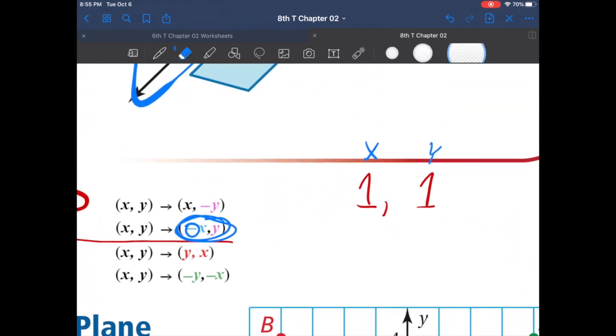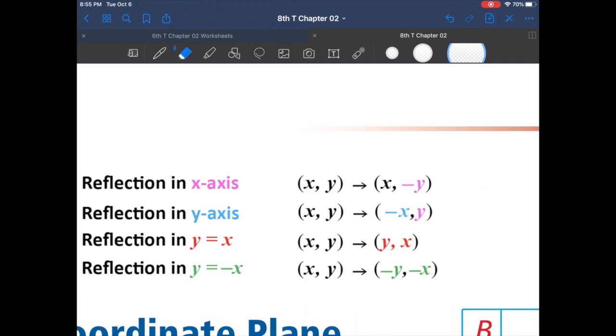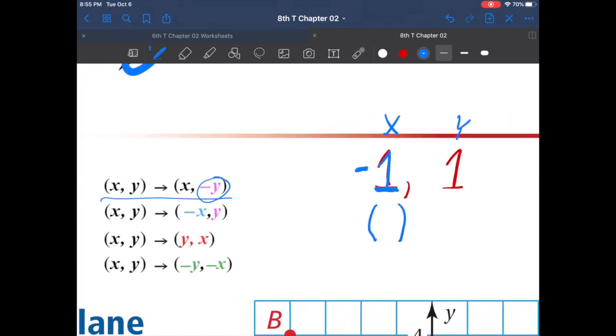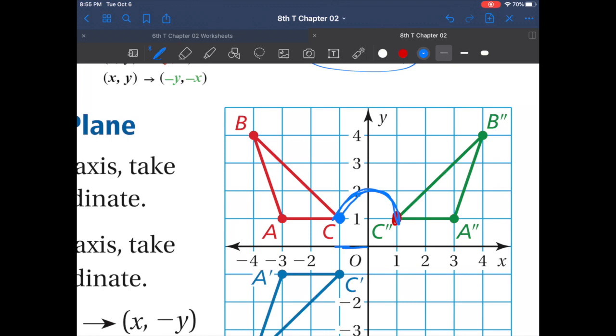Now, what if I want to go across the x-axis? Let's say this is my original number. It is negative 1 and 1. And I want to go across the x-axis. Which one is the x-axis? Well, it's right here. So we need to change that y. That's what changes. So we have our original x and y. I'm going to put my parentheses. It looks like my x stays the same. It's going to be negative 1. But what happens with my y? My y is still 1, but I have a negative in front of that y. So my new point should be negative 1, negative 1. So here's negative 1, negative 1. That is my new point.